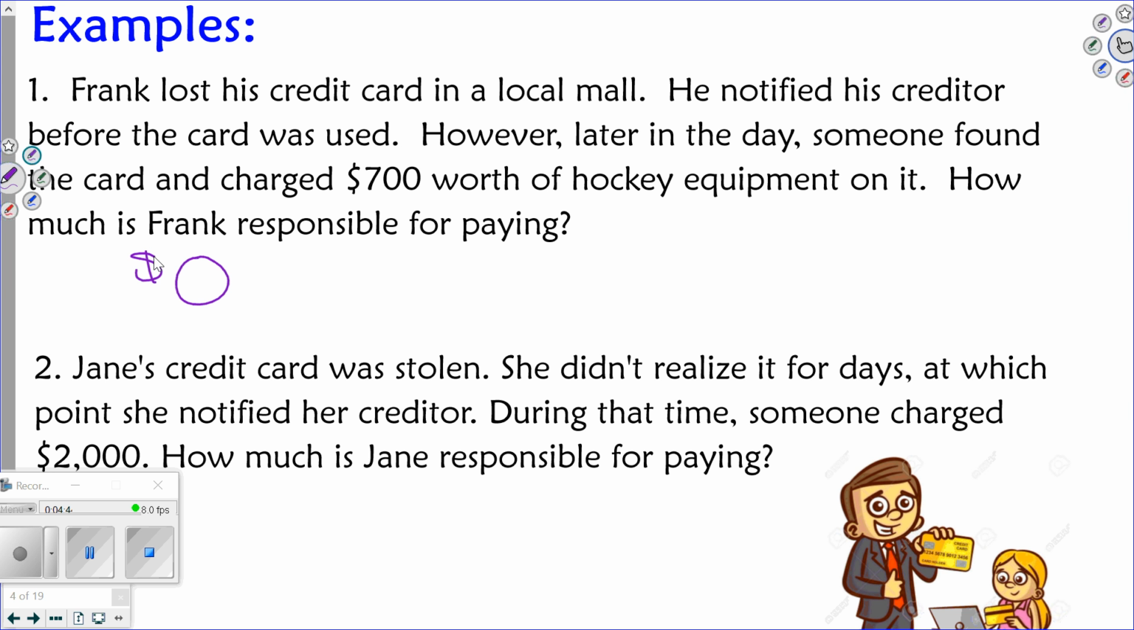Number 2, Jane's credit card was stolen. She didn't realize it for days, at which point she notified her creditor. During that time, someone charged $2,000. How much is Jane responsible for paying?